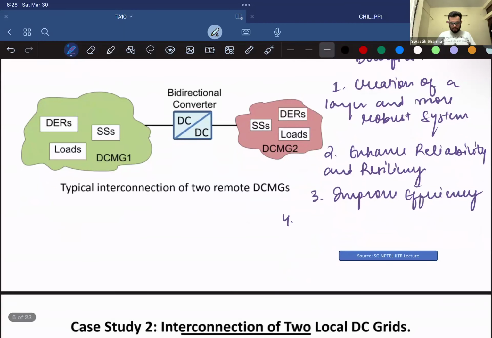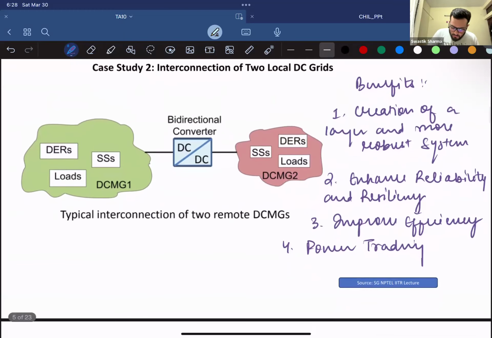What can be more? Yeah, you can trade power, right? So power trading could be one thing, and I leave it to you. There can be many benefits, right? So these are some things that could benefit.